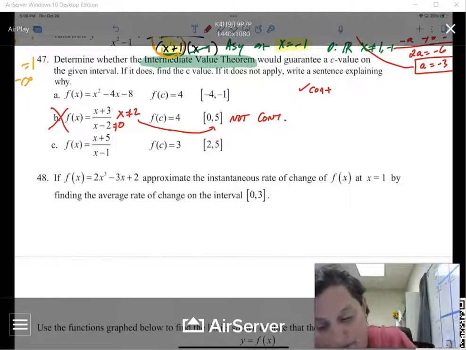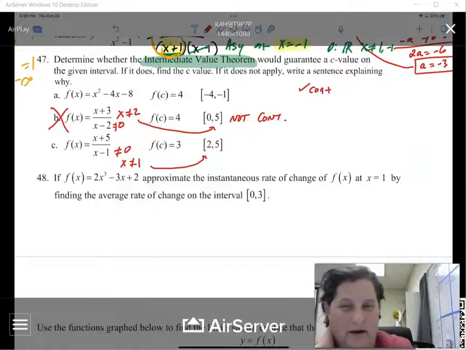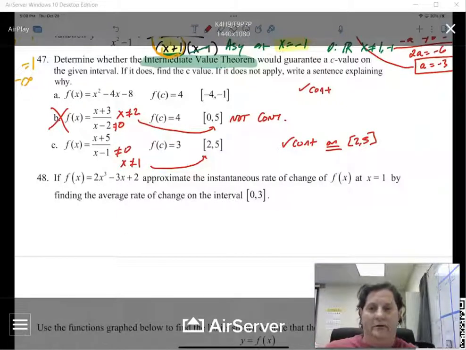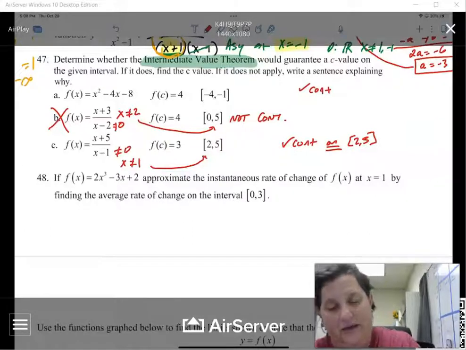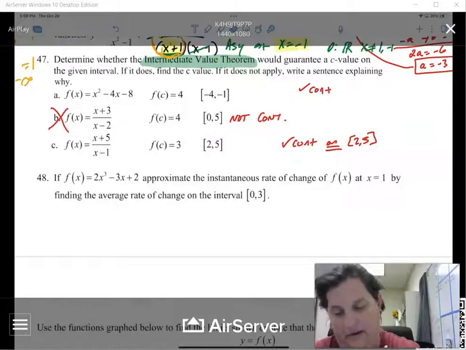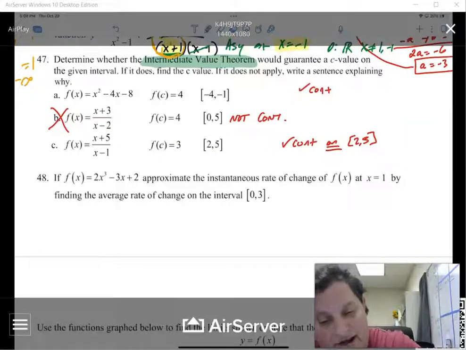Okay, this one, the bottom can't be 0, so if I add that over, x can't be 1. Well, that's okay, because 1 is not in that interval anyway, so this is continuous on the interval 2 to 5. Not everywhere, but on the interval we're looking for, okay? So we just got to check that. So I'm not going to do letter B, but I got to check the other two. Now the next thing that I check is this.